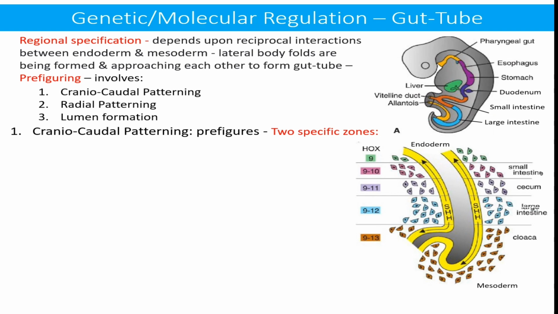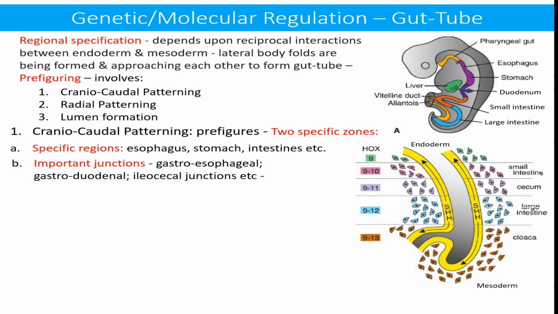Prefiguring in craniocaudal patterning involves formation of two specific zones. Number one, specific regions such as the esophagus, stomach, and intestine, etc. Number two, important junctions such as the gastroesophageal, gastroduodenal, and ileocecal junctions, etc.